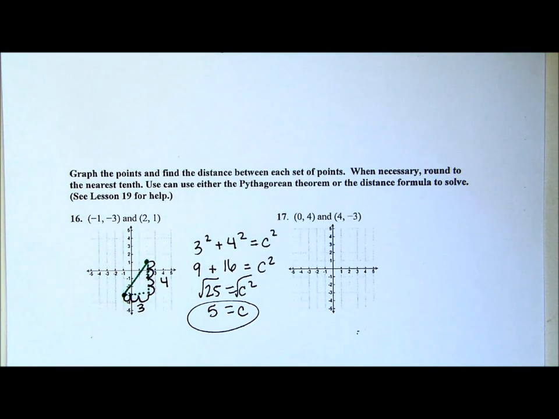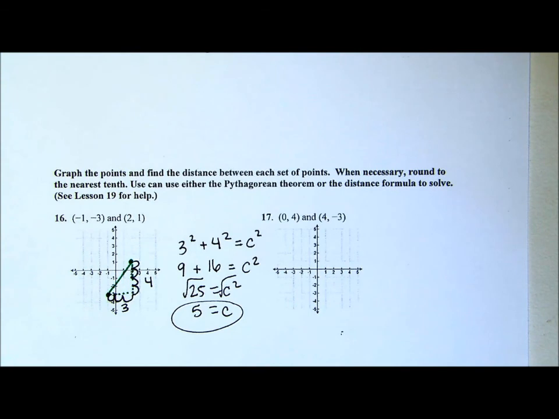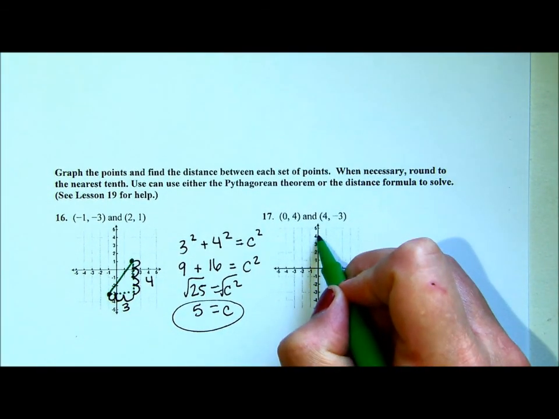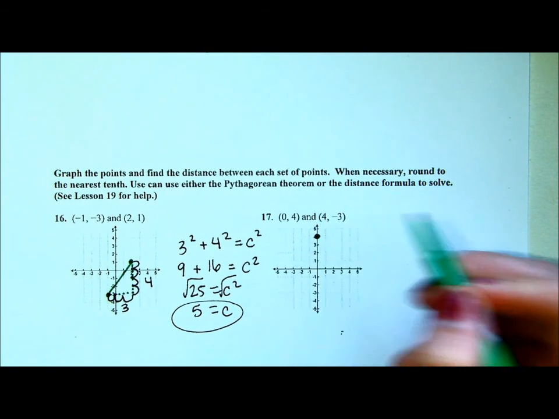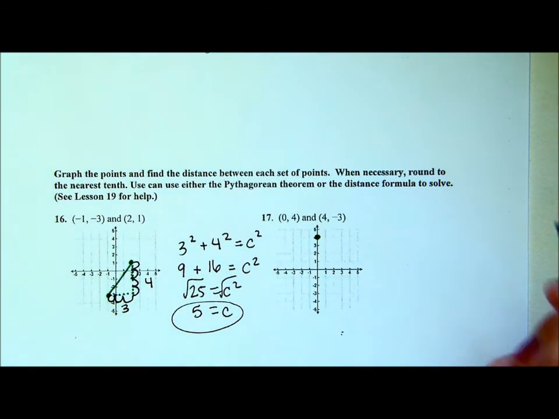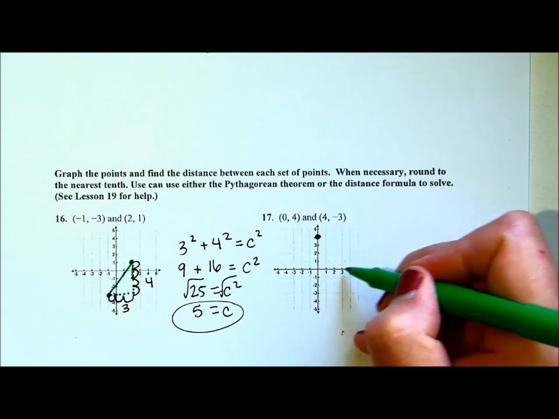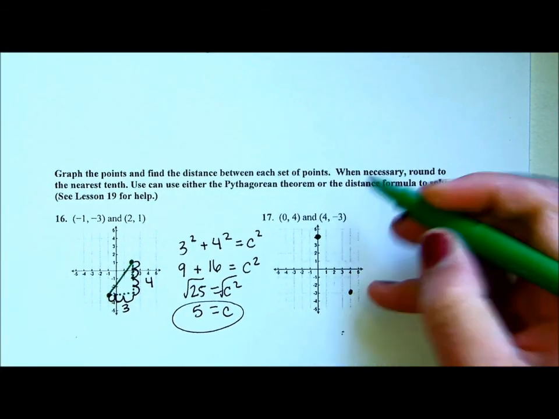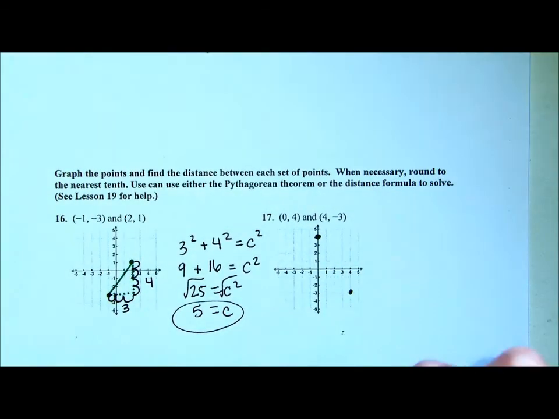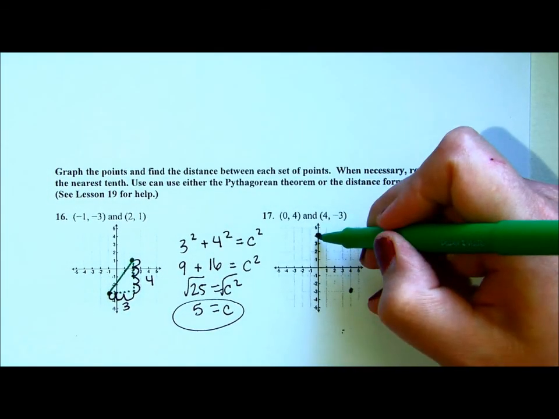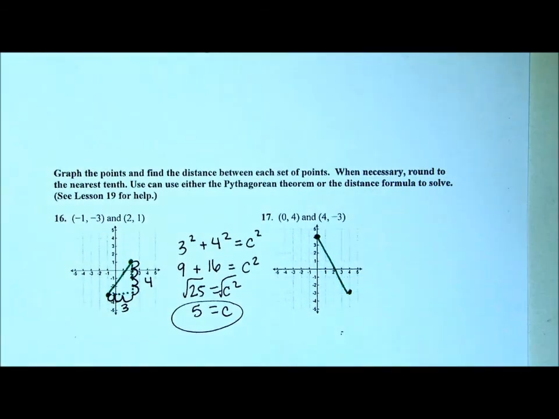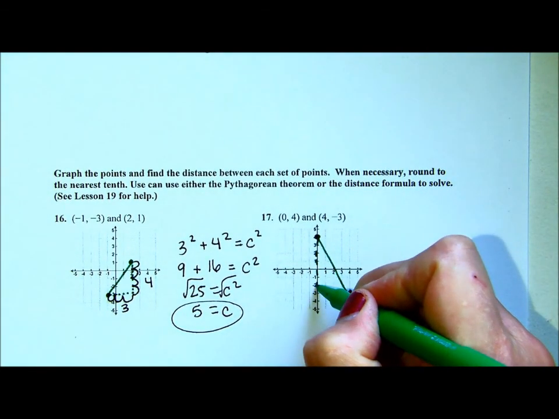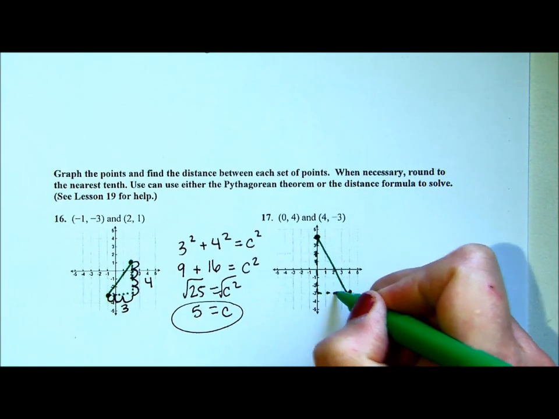Next, number 17. We have 0 for our x, 4 for the y. So I'm at 0, 4, which is right on the y-axis. Next, I have 4 on my x, -3 on my y. So I'm all the way down here. Excuse me. I'm going to connect those diagonally. Now once again, I'm going to create my triangle using those dotted lines.